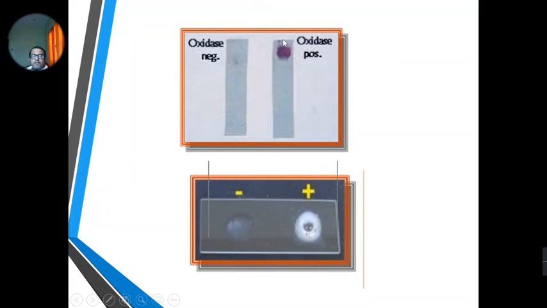So this is the oxidase test. The production of this purple color dot here indicates the presence of oxidase enzyme in this bacteria. This is the negative test.